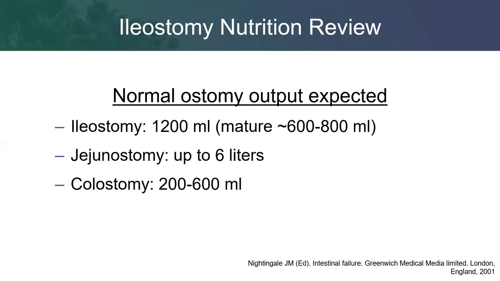Moving into ostomy nutrition. So we know that normal ostomy output is expected looking at the following. We're going to focus on ileostomy. We know that on average, about 1,200 ml is generally typical for a newer ostomy in an inpatient setting. When it matures, about 600 to 800 ml. Jejunostomy up to 6 liters, and colostomy 200 to 600 ml, depending on the patient. Patients need to know this. This is so important if they don't understand what their ostomy is supposed to produce and how diet can affect that.